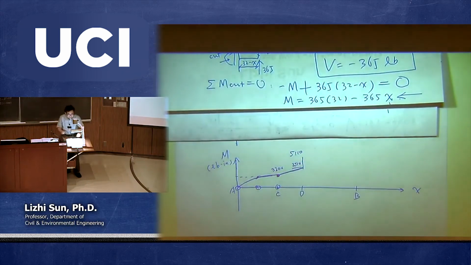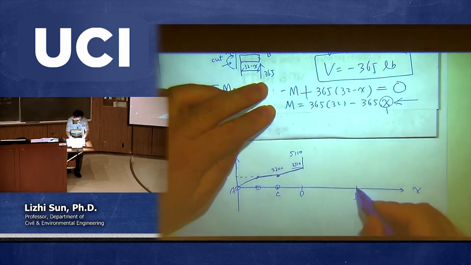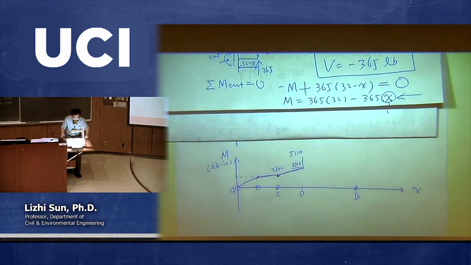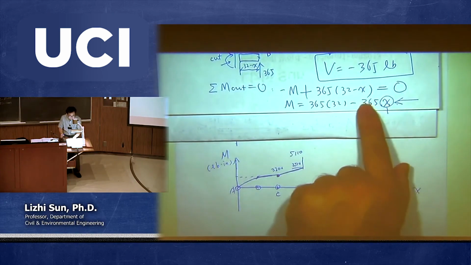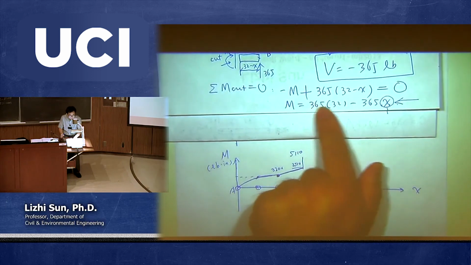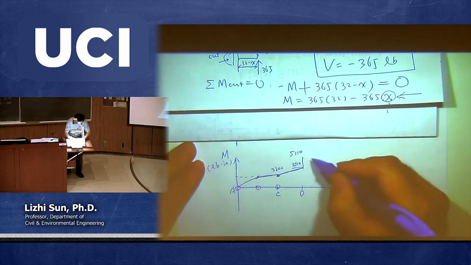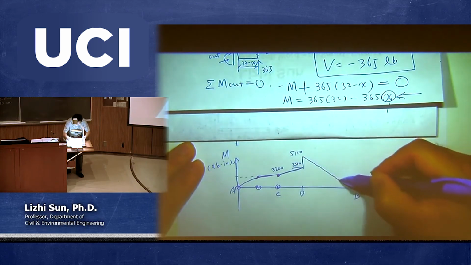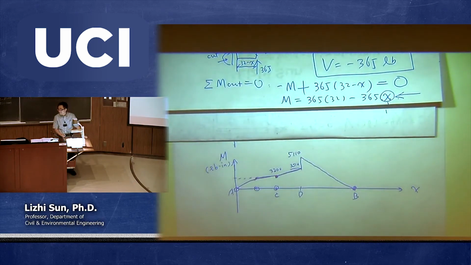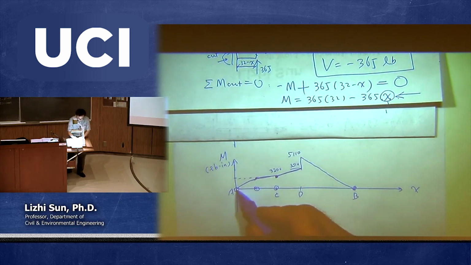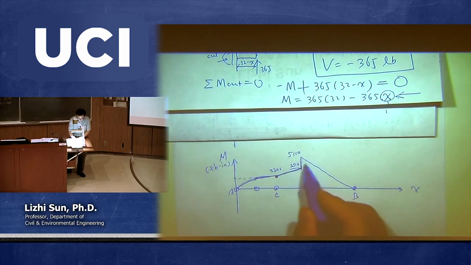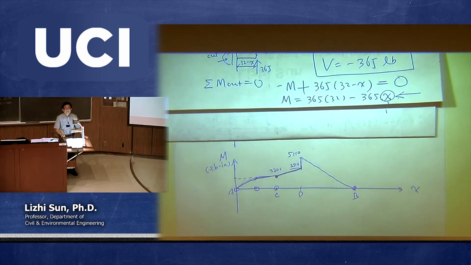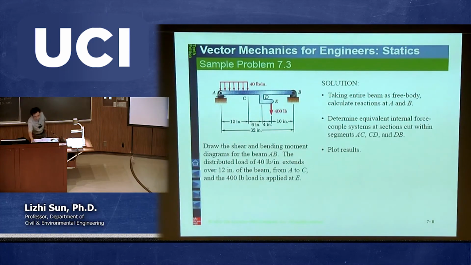5110. And then when you finally put x equal to point B, that means x equal to 32. So x equal to 32 times negative 365 plus 365 plus 30, that's equal to 0, right? So that's finally 0. So in other words, finally, this is the line. Okay? So quadratic, linear, a jump, and another linear function, all together form the bending moment diagram.